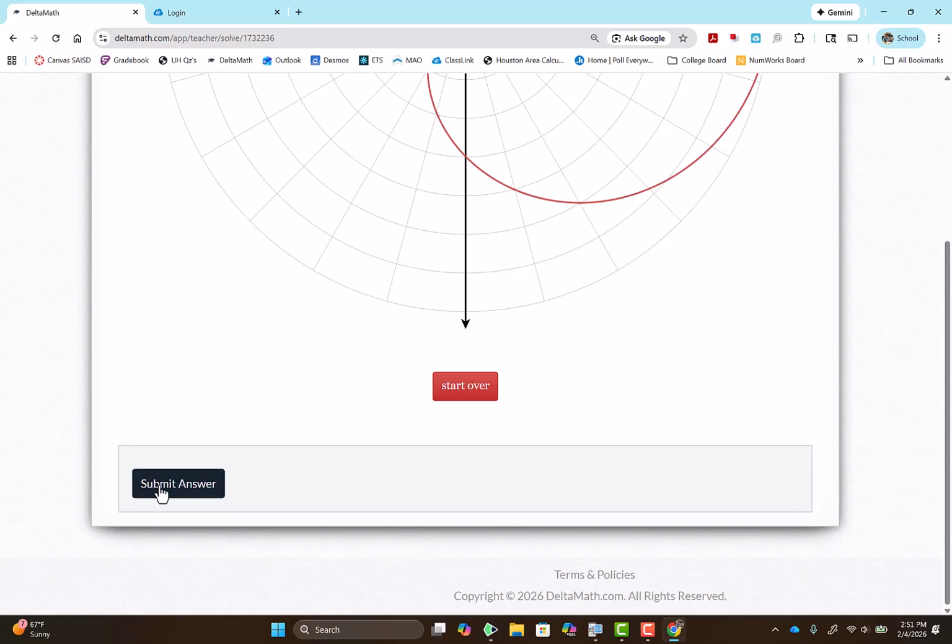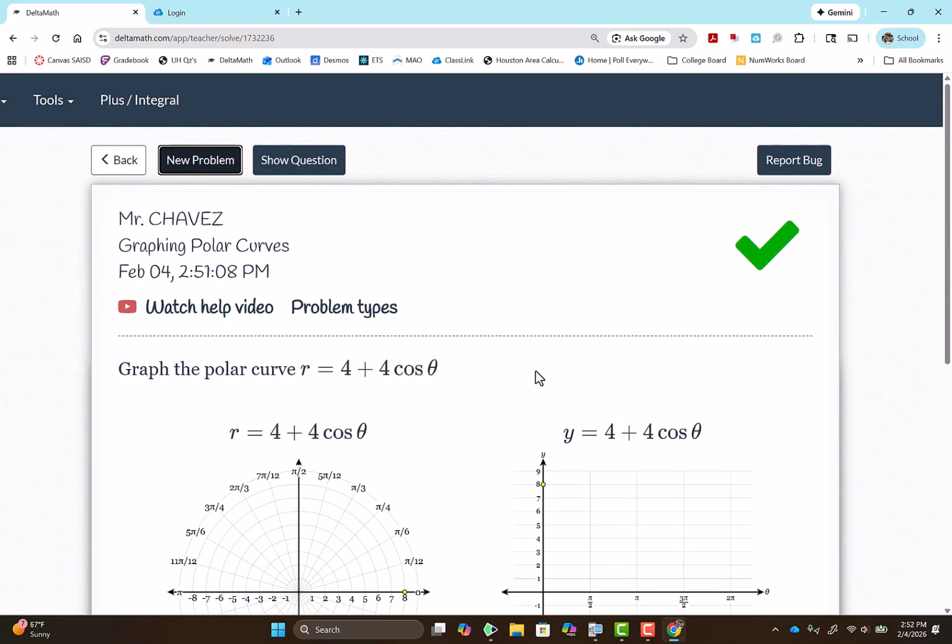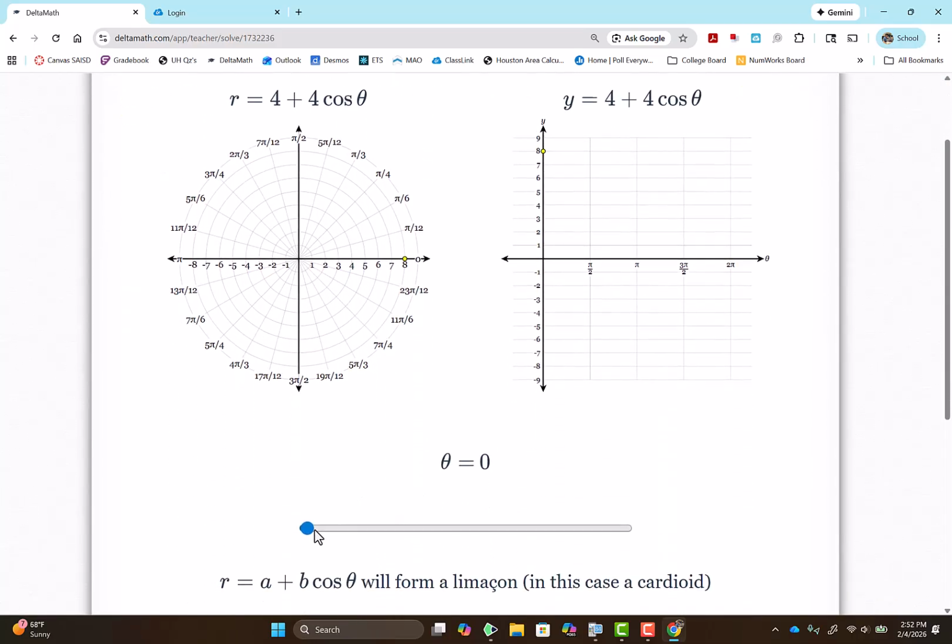Yes, it is. Submit. See, there's an art to this. There's a little science to this. It's not that bad, guys. You can try to do this without a graph. Try to do this without a calculator. You can use your calculator to verify, but try to do it without one.